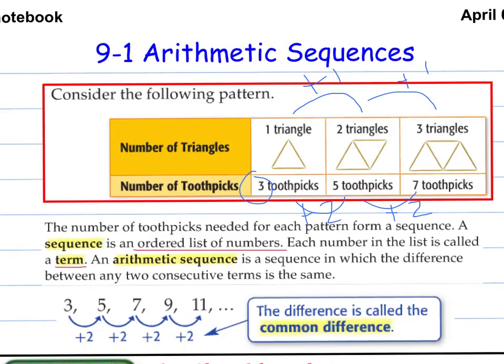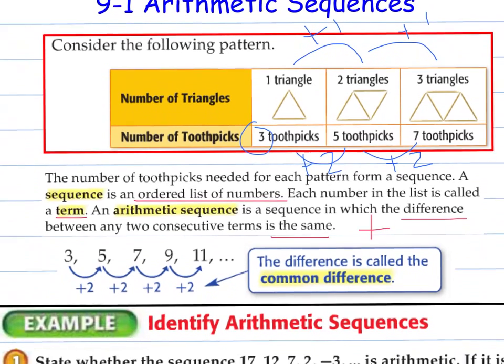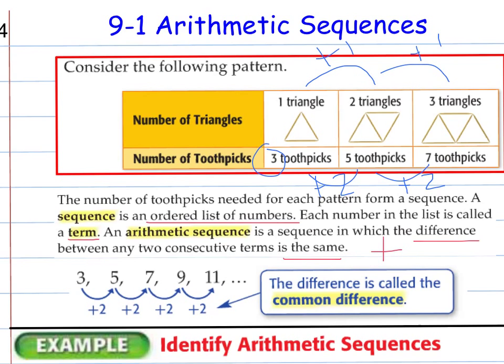An arithmetic sequence is a sequence in which the difference from one term to the next is the same. These are adding differences. You can either add a positive or add a negative, but it's some sort of addition, not multiplication. That's something different. So, for example, 3 to 5 to 7 to 9 to 11, the common difference between every triangle is two toothpicks, and since it's the same, it's called our common difference.